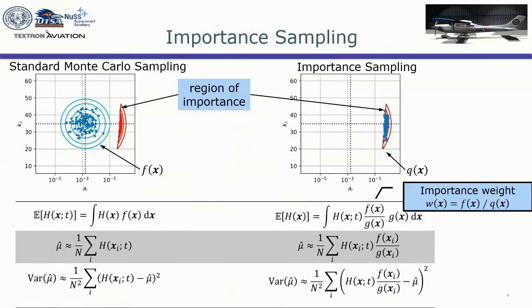With importance sampling, you can choose where to put your samples. So you construct a sampling density and you sample there. And if you know where to sample, you can very quickly estimate the probability of the failure region. The problem with importance sampling is knowing where to put the samples.